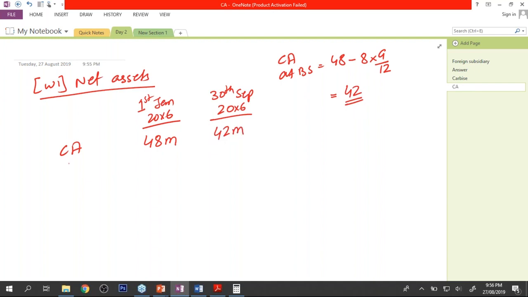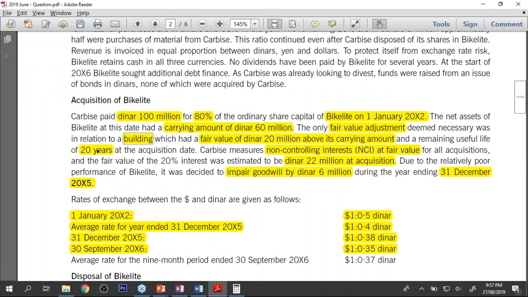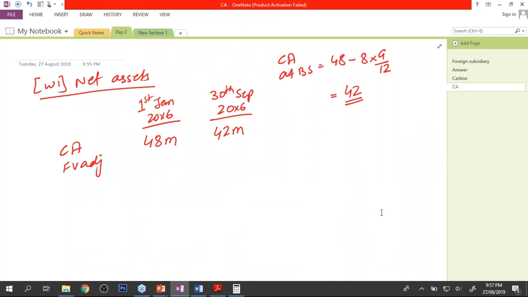But do remember that this is the carrying amount. So we also need to incorporate the fair value adjustment of 20 million. Do you remember that? The fair value adjustment was of $20 million relating to the building, which had a life of 20 years. This was all about in 20x2. So this means by the start of the year, $20 million of the fair value adjustment would have been depreciated for 4 years. So this will give us a net book value of $16 million.